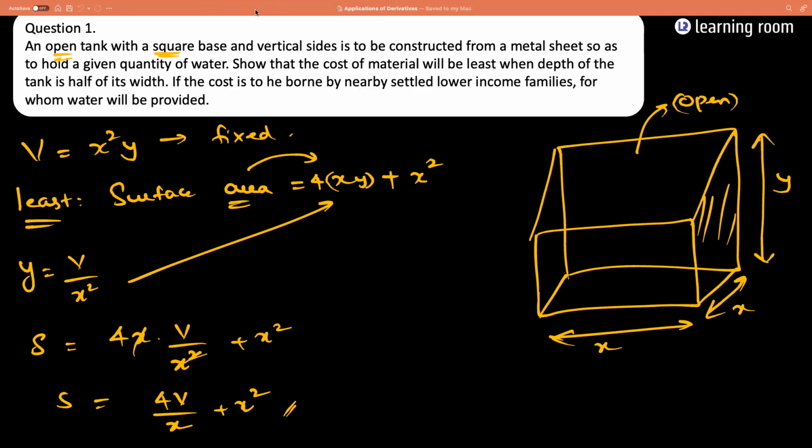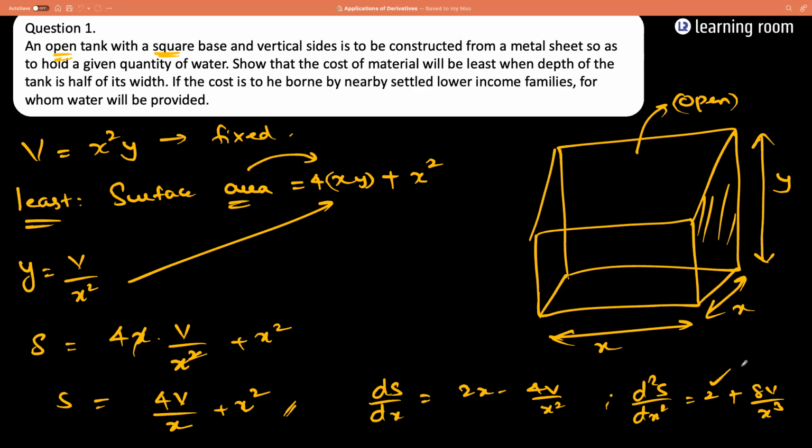So dS by dx we will be getting as 2x minus 4V by x square. Correct. And the second derivative is 2 plus 8V by x cube. So find the value of x. One thing we have to see: equate dS by dx equal to 0, right?